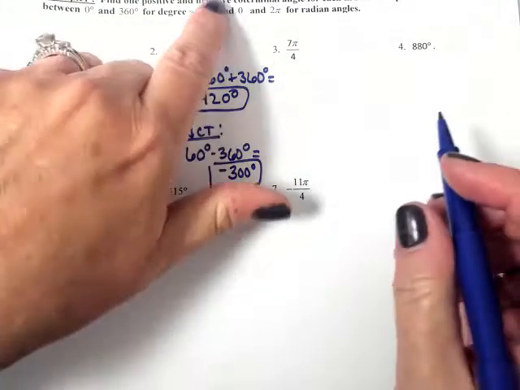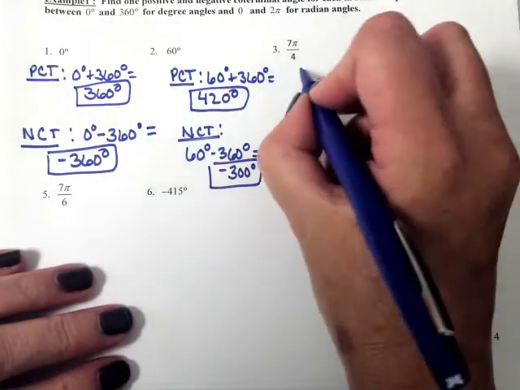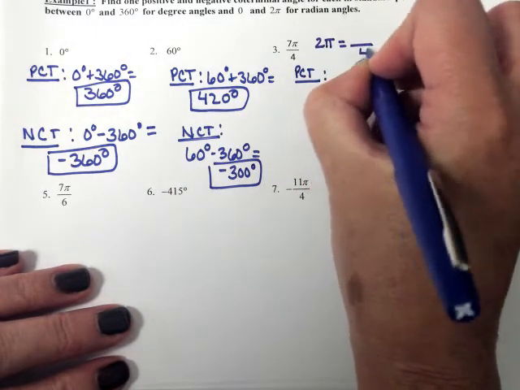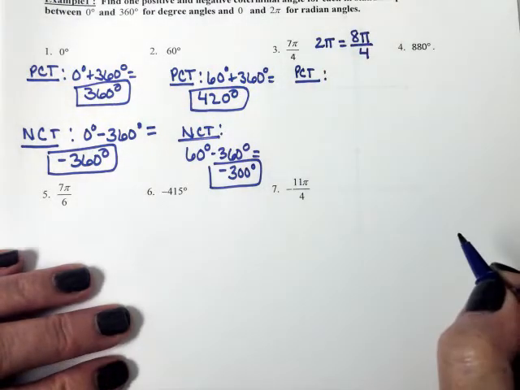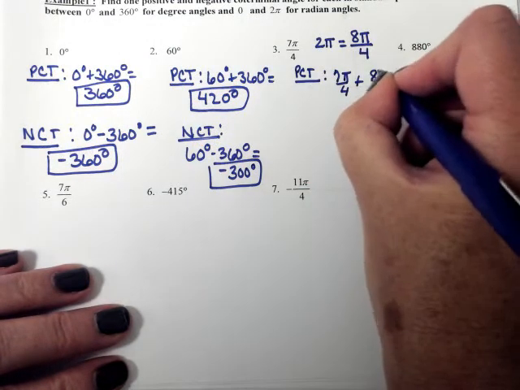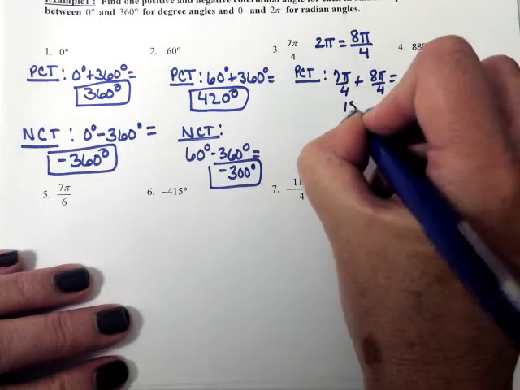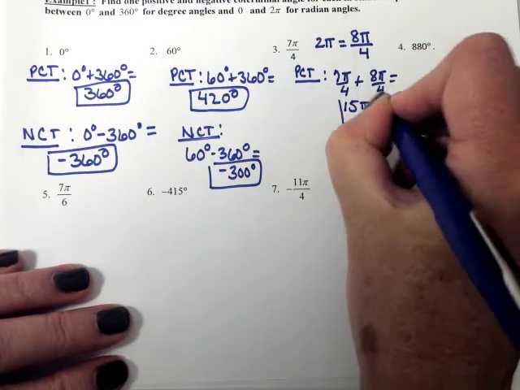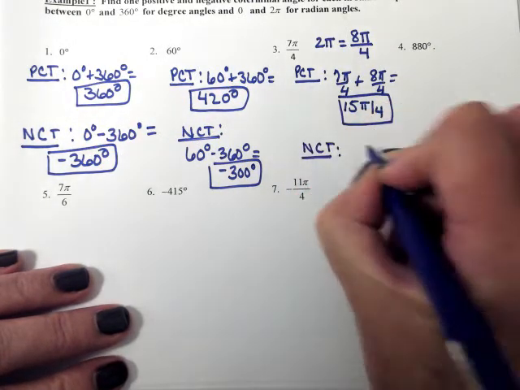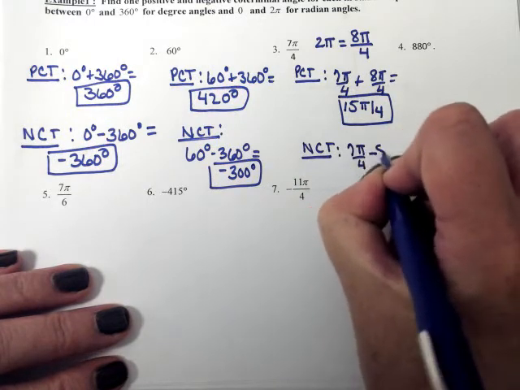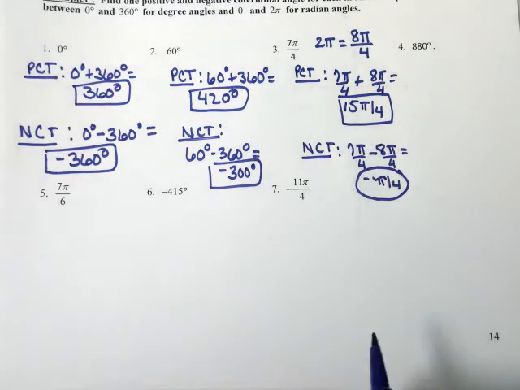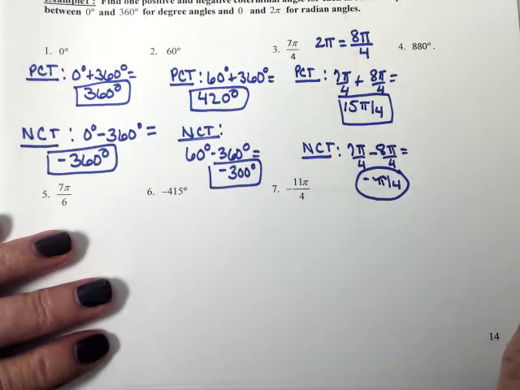In radians, remember, you're going to add or subtract 2 pi. To find my positive coterminal angle, I know I'm going to add fractions together. With a denominator of 4, I know that 2 pi is equivalent to 8 pi over 4. So I'm going to take 7 pi over 4 and add 8 pi over 4, and that's going to give me 15 pi over 4. There's my positive coterminal angle in radians. For my negative coterminal angle, I'm going to take 7 pi over 4 minus 8 pi over 4. That's negative pi over 4. So there is my negative coterminal angle for 7 pi over 4.